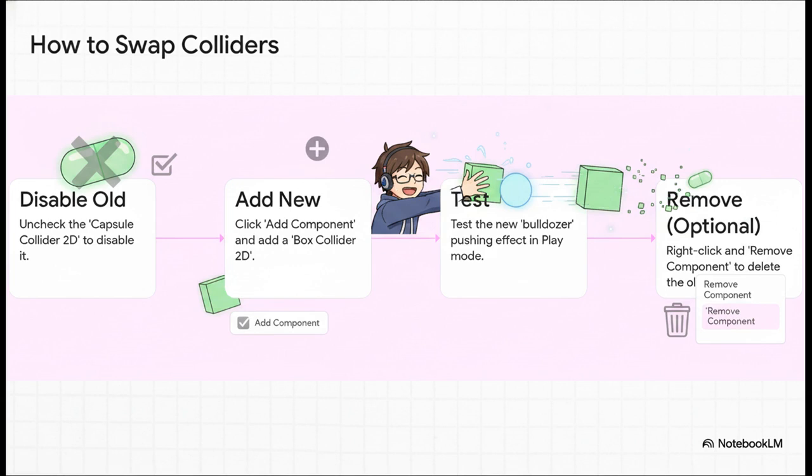Now hit play. Try pushing the circle again. Feel the difference? It's so much more direct. You can push it straight ahead. If you decide you love the new feel, you can go back, right-click on the name of that disabled Capsule Collider 2D, and choose Remove Component to get rid of it for good.